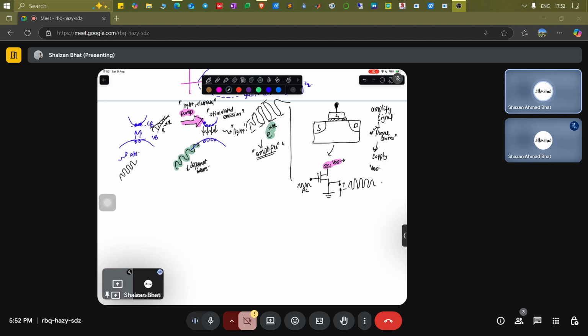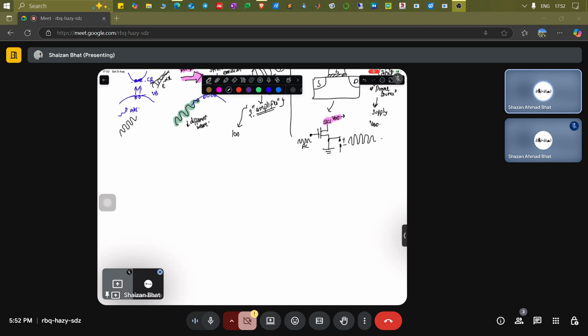Now, how does this amplification sustain? That's a different story altogether, and that is what happens in lasing, or the process of optical amplification. Okay, so that's it.